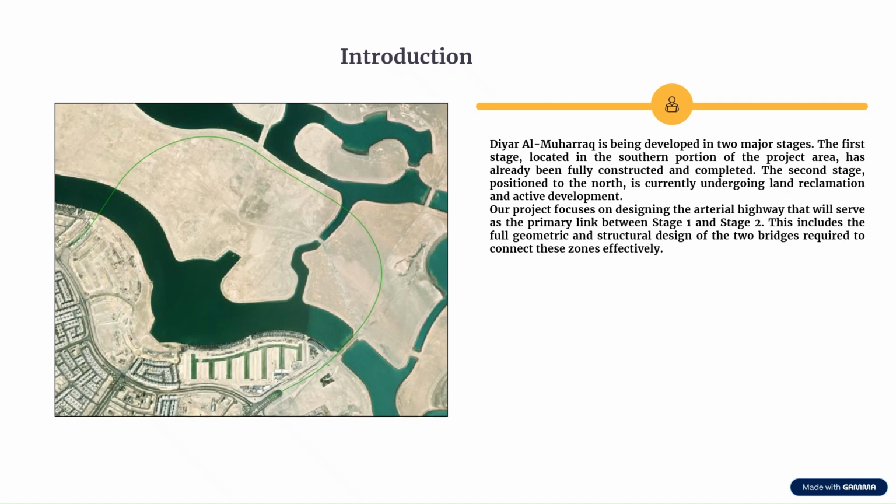First, Diyar al-Muharraq consists of two stages. Stage 1, which has already been developed, as you can see, and stage 2, which is still under reclamation work. Our project will start from this point over here, crossing the sea with a bridge, and moving towards the other side of the sea with a highway, crossing the other side of the sea with a bridge as well.